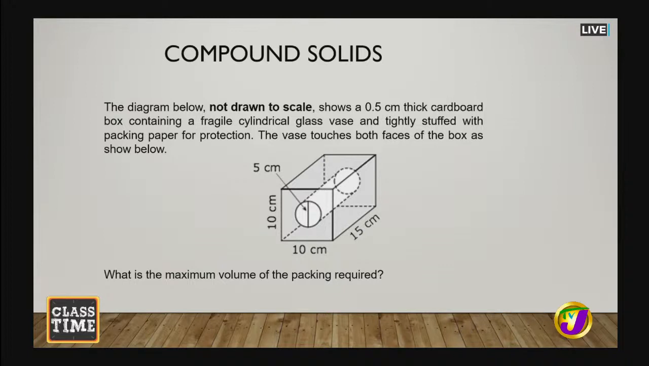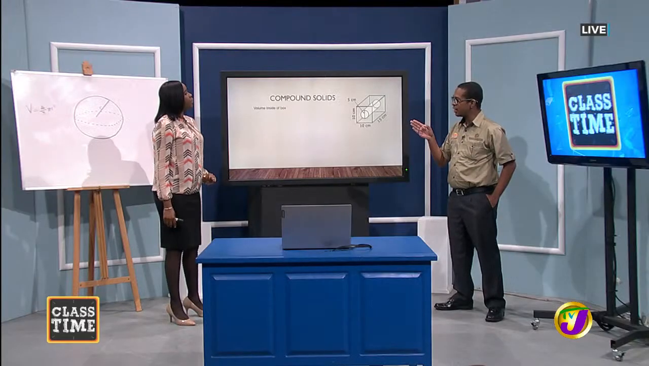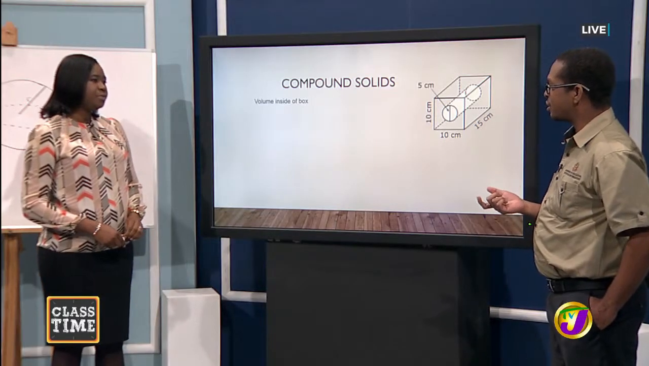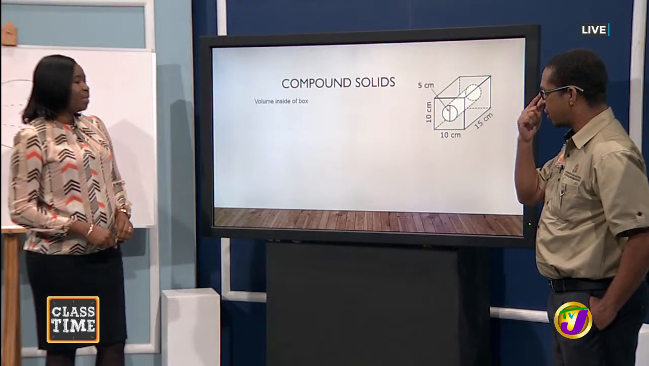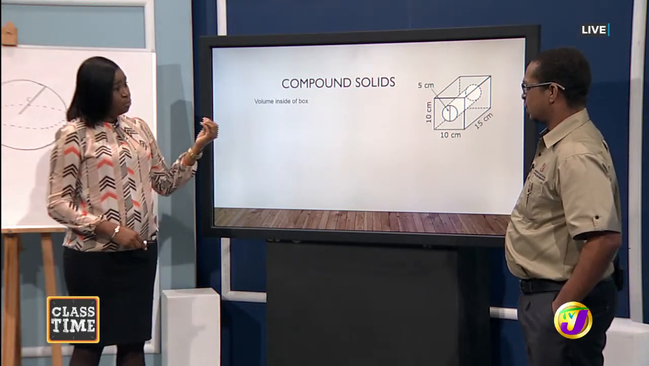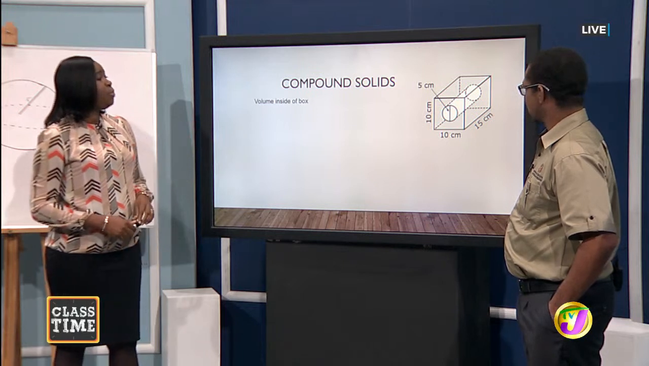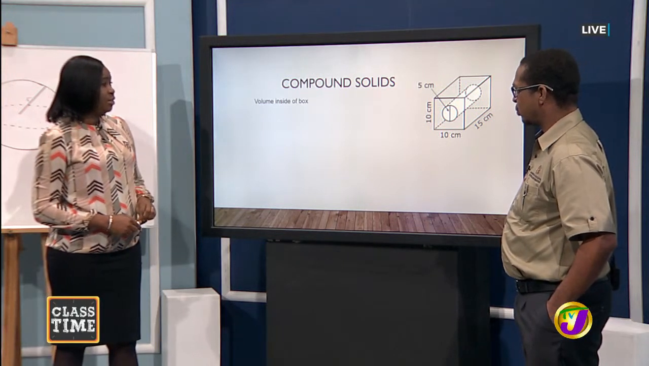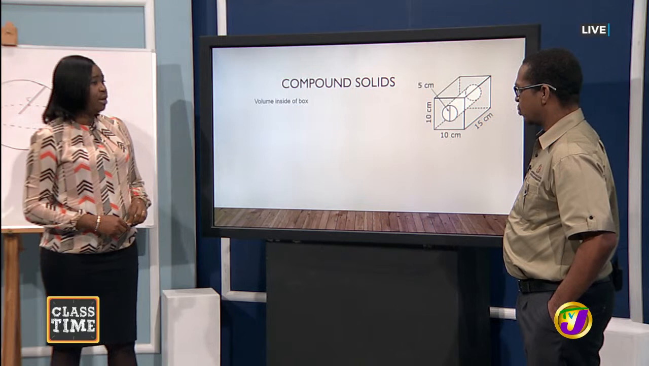Let's try to find the volume inside the box. Before we start, they had said that the container, the box, had a thickness of 0.5. How would that affect our calculations, Nikisha? Well, it means that we'd have to subtract this 0.5 from each of the dimensions going around with our calculation.